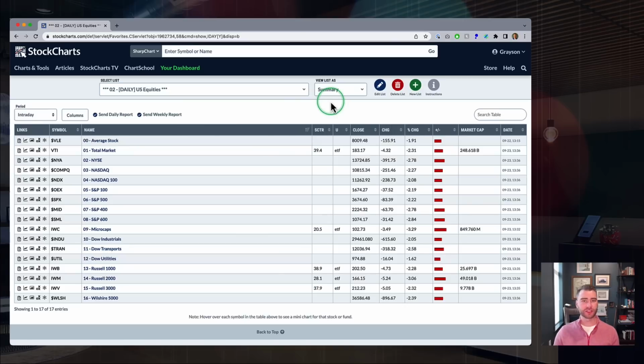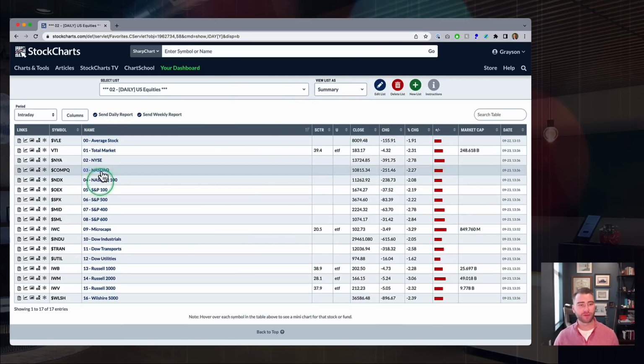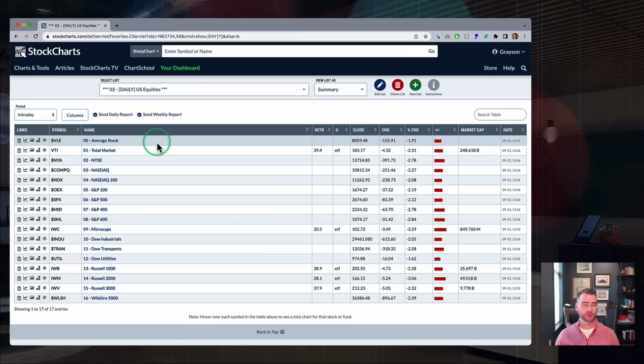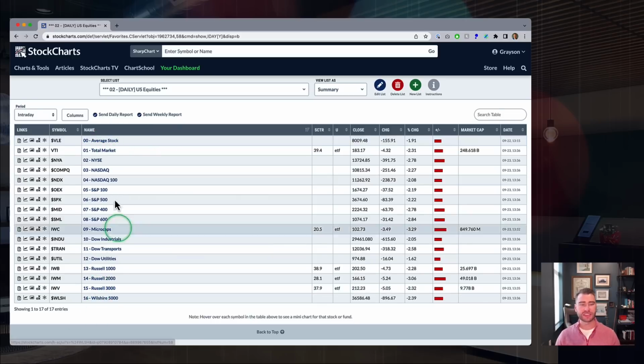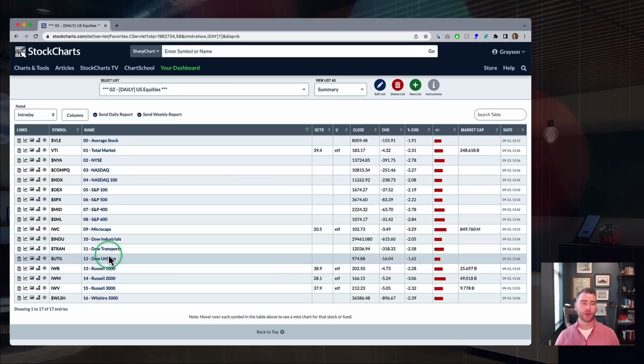Now, I'll take a look at this in summary view. I've jumped over to summary view so you can see everything that's in here. Again, I've organized them by using a numbering system, starting at the major indexes, the big indexes, and working down to some of the more specialized ones. We've got 17 different indexes in here that I like to flip through on a daily basis.